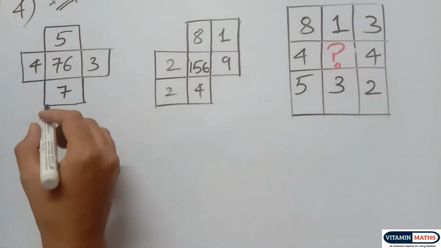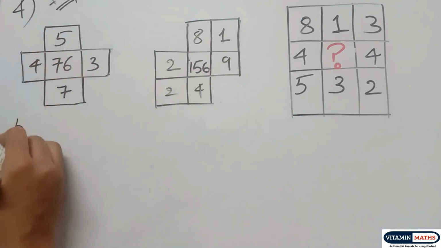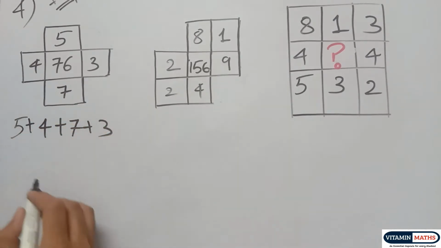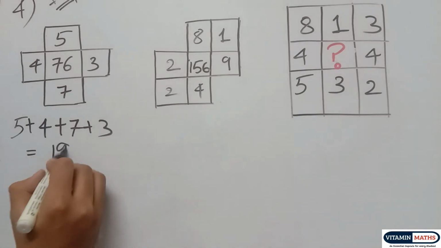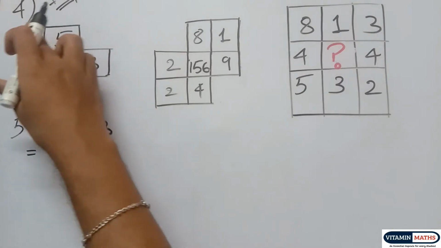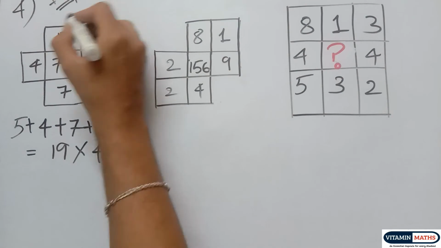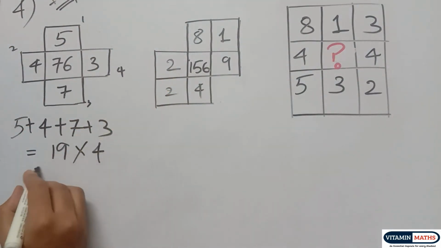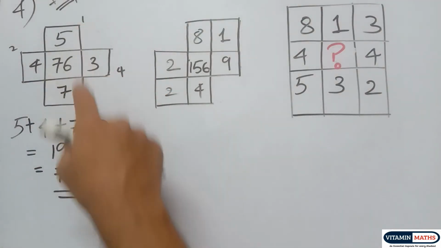5 plus 4 plus 7 plus 3. 5 plus 4 is 9, 9 plus 7 is 16, 16 plus 3 is 19. Then 19 into the number of boxes around, which is 4. There are 4 boxes here, 1, 2, 3 and 4, you all know that. So 19 fours are 76. We got this analogy here.